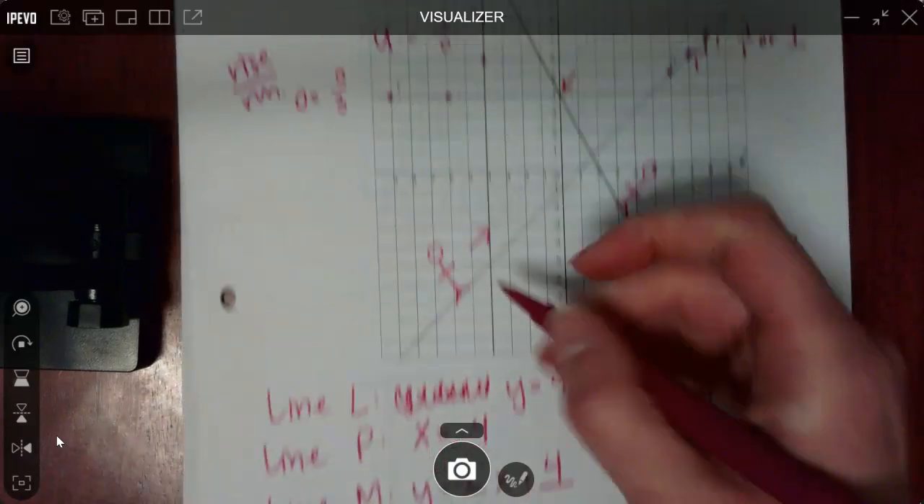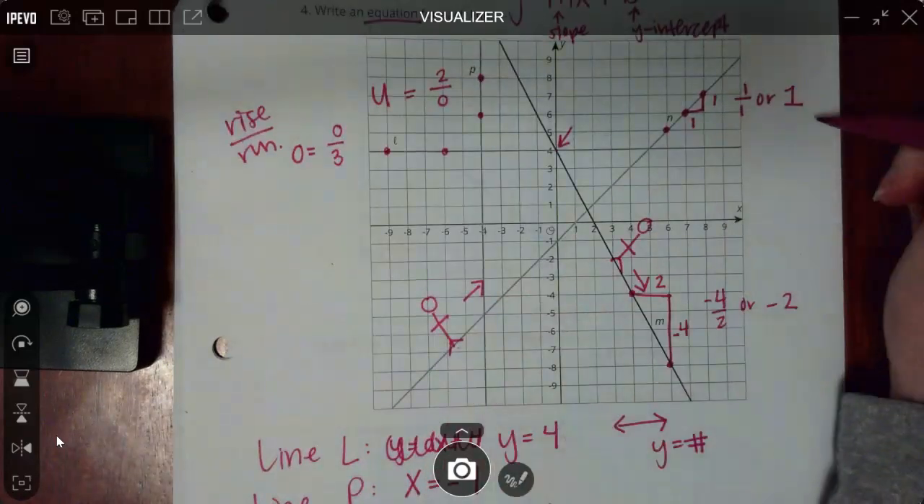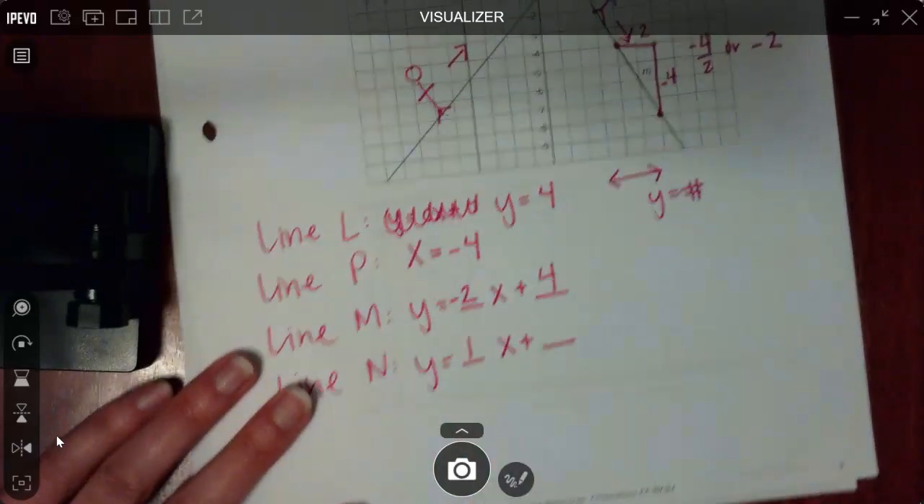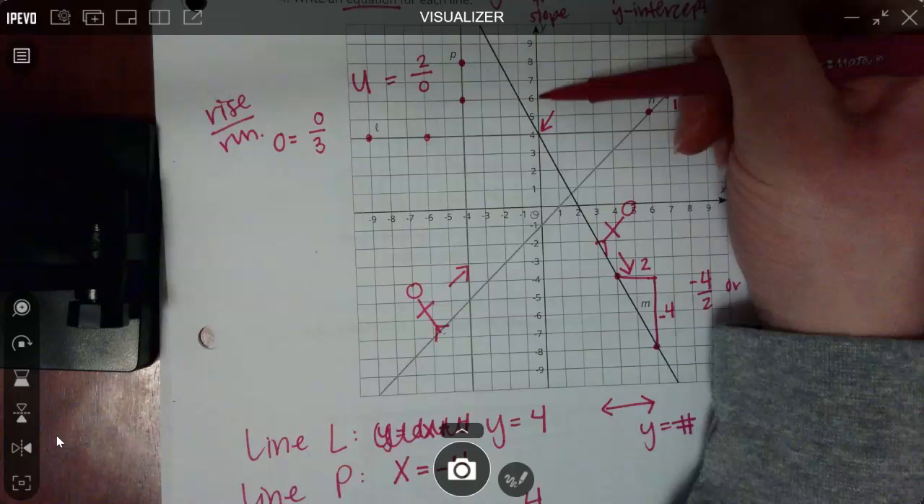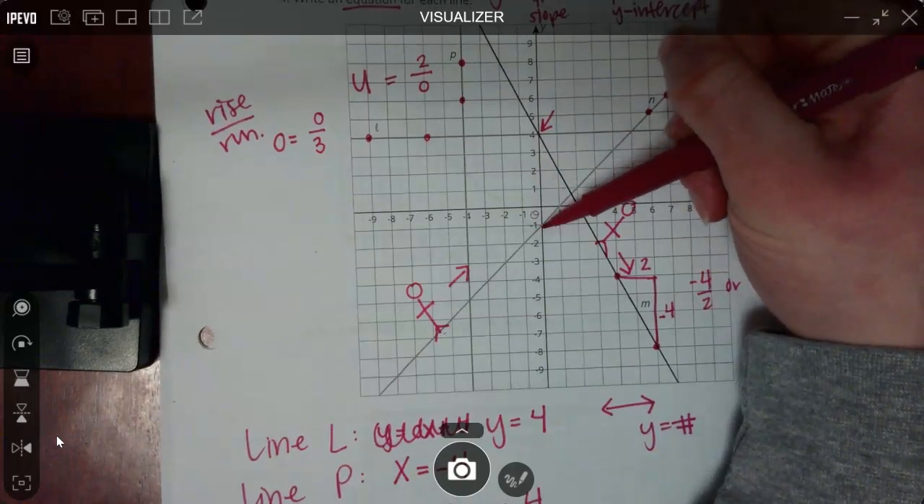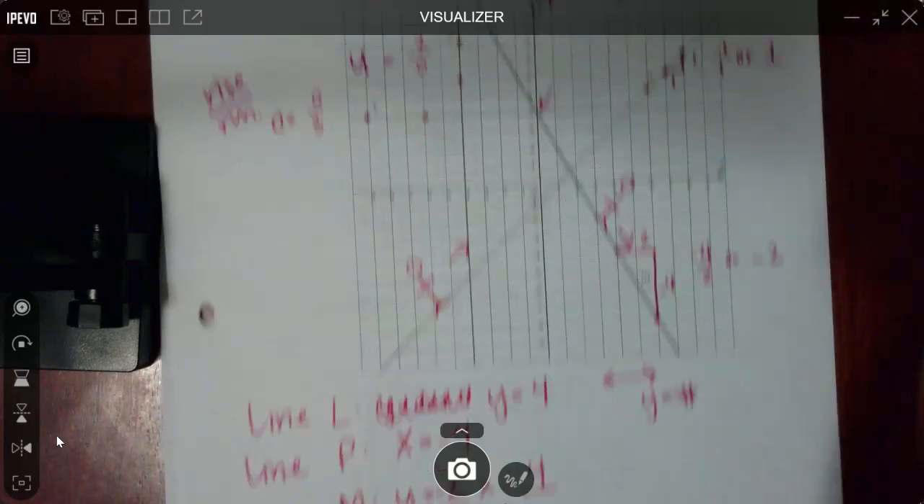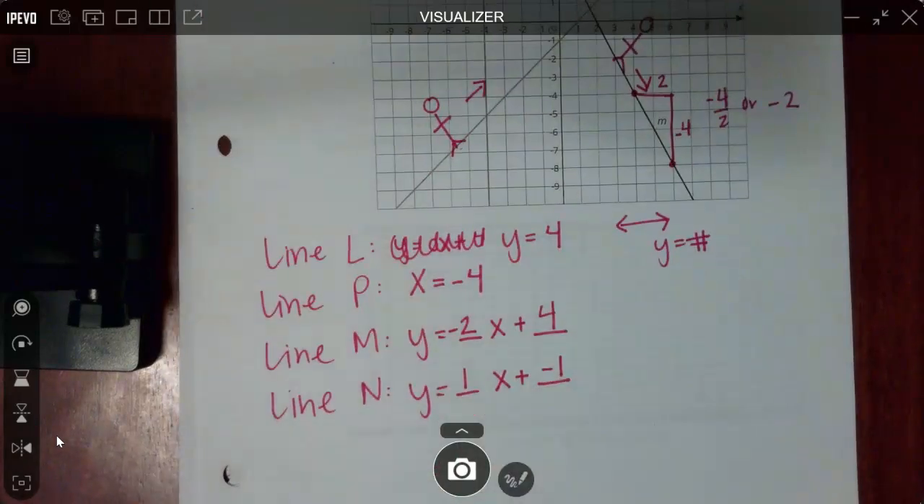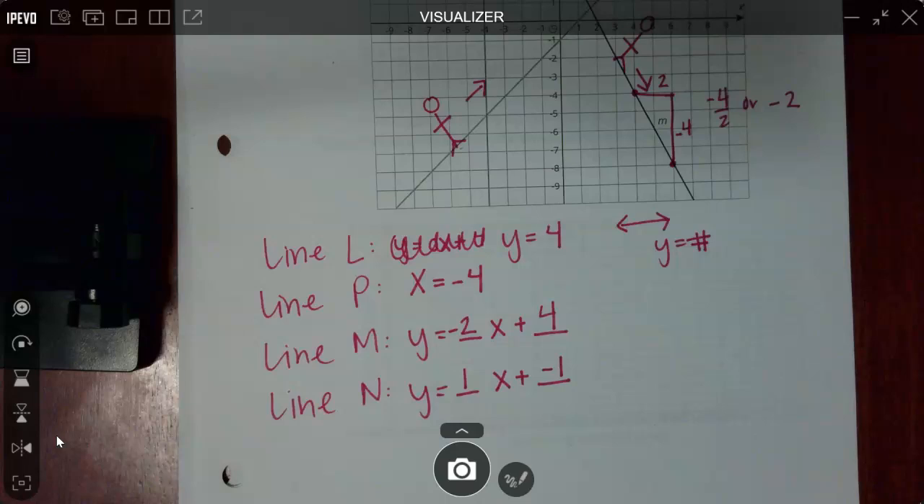All right, N, this was my positive slope, and I found it to be 1. Fill it in. Slope goes before the x. And then where's my y-intercept? Here's the line. It crosses right at negative 1. These are the 4 equations that you should have had. A lot of you just wrote the slope, and I needed y equals mx plus b. Make corrections. Let Ms. Greer know if you have any questions.